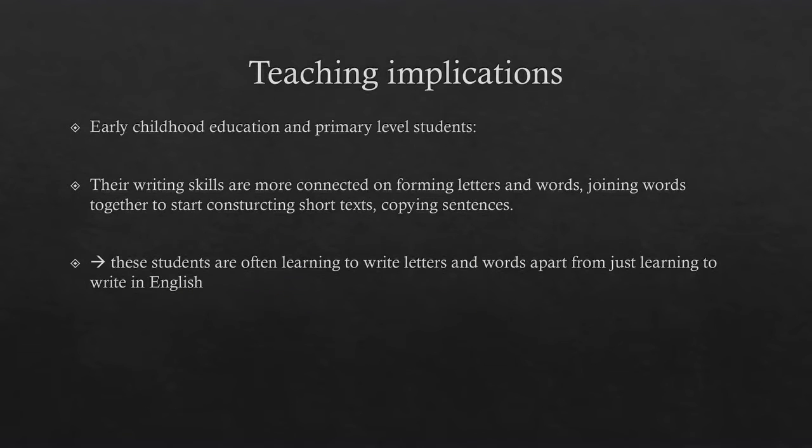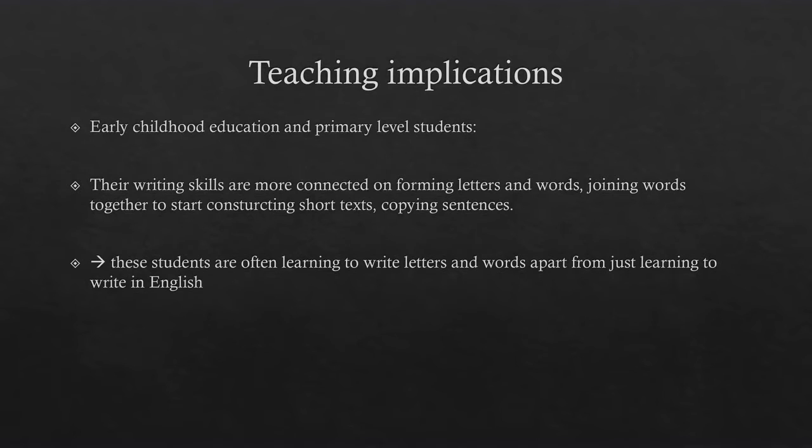by saying that for early childhood education and primary level students, the considerations when teaching writing are totally different from those when we teach adults or secondary level students. What happens is that with kids in early childhood education and primary level, their writing skills are more connected to forming letters and words, joining words together to start constructing short texts, and sometimes they do this by copying sentences.